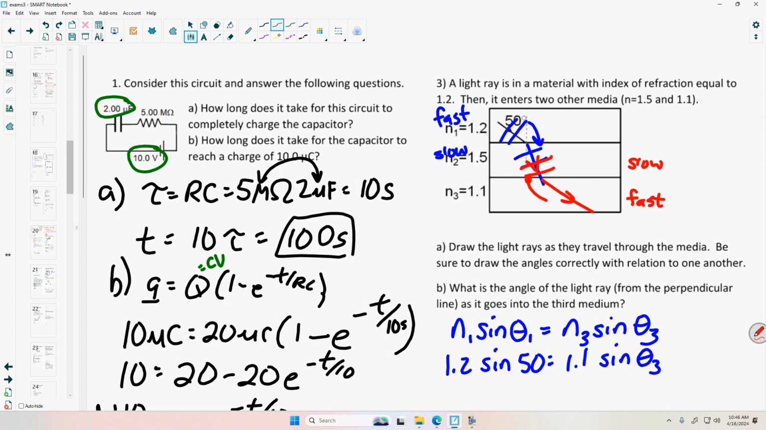And then to calculate the angle, let's just use the law of refraction and put in the values. Even if I'm going from N1 to N3, I don't even need to worry about N2. I can just get rid of that because the law of refraction says that N1 sine theta 1 is equal to N2 sine theta 2, and that N2 sine theta 2 is equal to N3 sine theta 3. So it's true that N1 sine theta 1 is equal to N3 sine theta 3. This whole thing that I drew right here.